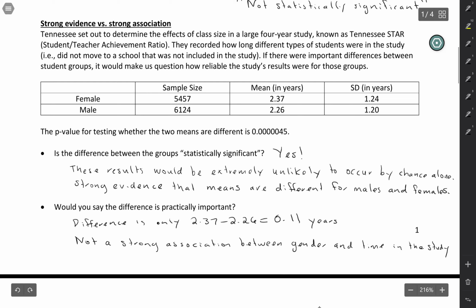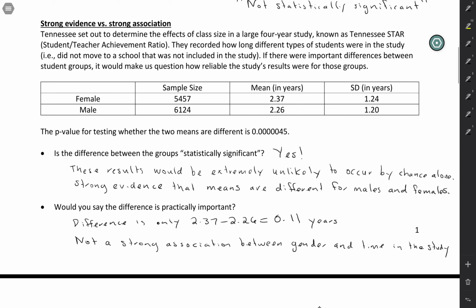Right? We said that a strong association in data like this means that you have a big difference in the centers, right? That which group you're in makes a big difference in terms of the response variable. I wouldn't say we have that here. It seems like gender makes only a small difference in the average time spent in the study. So how does this happen? How do we have strong evidence but a weak association?